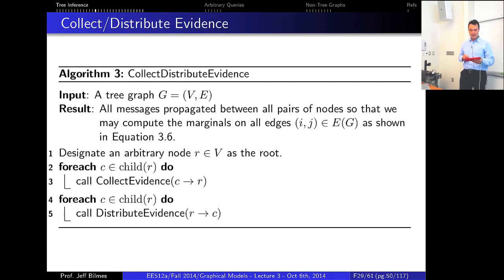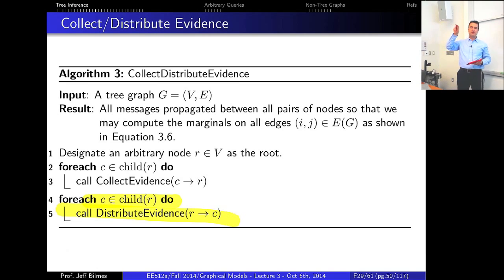So now that we have these two subroutines, we have the whole procedure, the collect distribute evidence algorithm. We have a tree graph, and the result is essentially all messages sent along all edges where all messages have obeyed the message passing protocol. The way this works is we define an arbitrary root, it doesn't matter which one, and then starting at the root, for each child, we call collect evidence. Since this is a post-order search, this is going to propagate down to whatever the leaves are of this tree and start sending messages up from the leaves to the root. And once we've reached the root, then we start doing distributed evidence from the root down to the children.